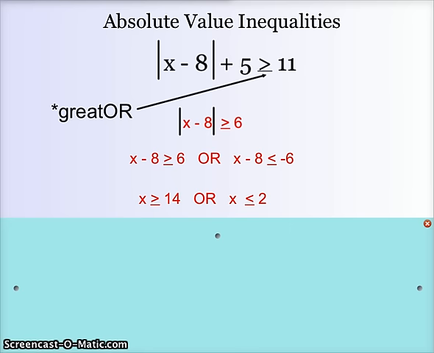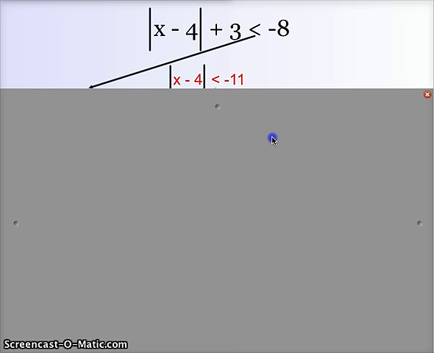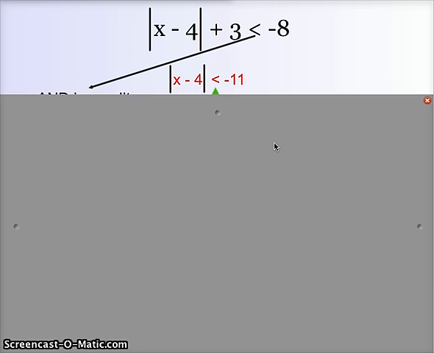And finally, let's look at one last problem. Something a little trickier. So the absolute value of x minus 4 plus 3 is less than negative 8. So I know this would be an and inequality because it's less than, so it would come together on the graph. I need to first isolate the absolute value signs before I make any decisions. Pause the video here.